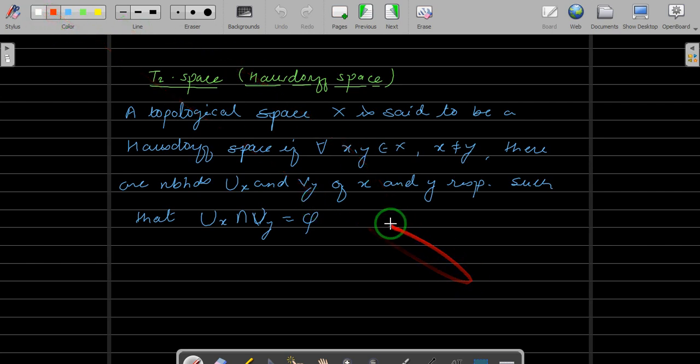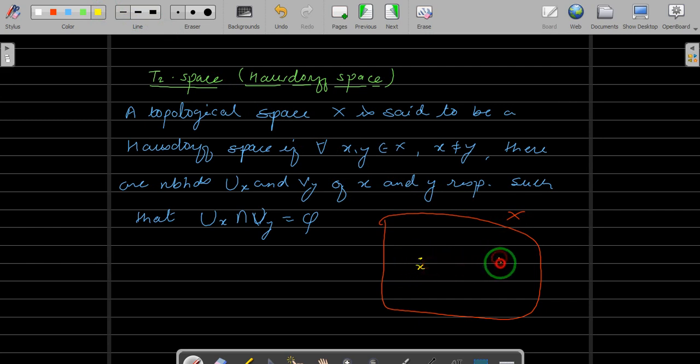Okay, if you want to draw the diagram, let's do that also. This is your whole space X. In this X, you take two points, say x and y. Now if you take two neighborhoods, this should happen. It is like there exist, right? There exist means if you can find two neighborhoods of x and y such that their intersection is empty, then it's called a T2 space. So in this case, we will find one neighborhood of x something like this, say Ux. You can find another neighborhood of y, something like this, Vy, and their intersection is empty.